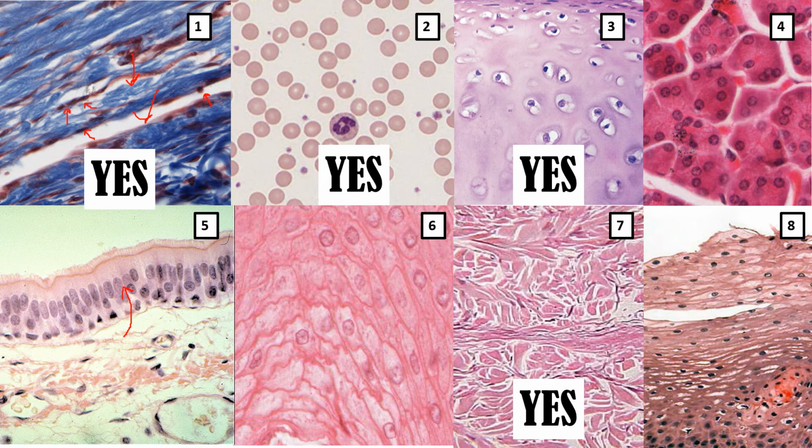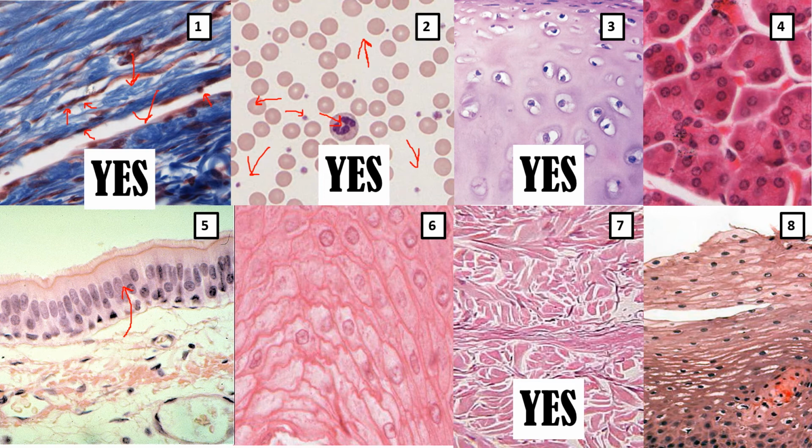Number 2 is also a connective tissue. The ECM is the material that is kind of this grayish color surrounding the red blood cells. So this is a red blood cell and the white blood cell, and it's surrounding platelets as well. That's the little purple specks that you see here. So this is a connective tissue. Number 3 is also a connective tissue.